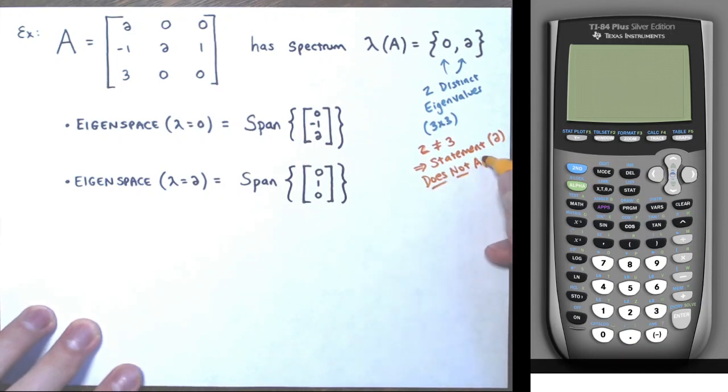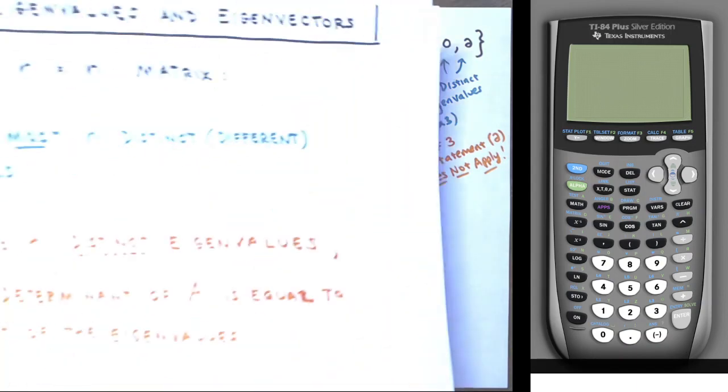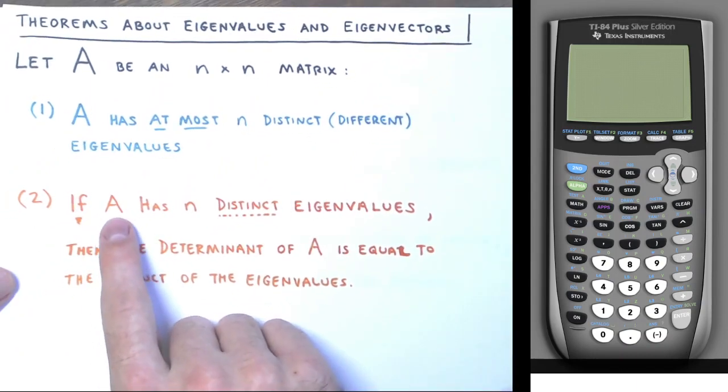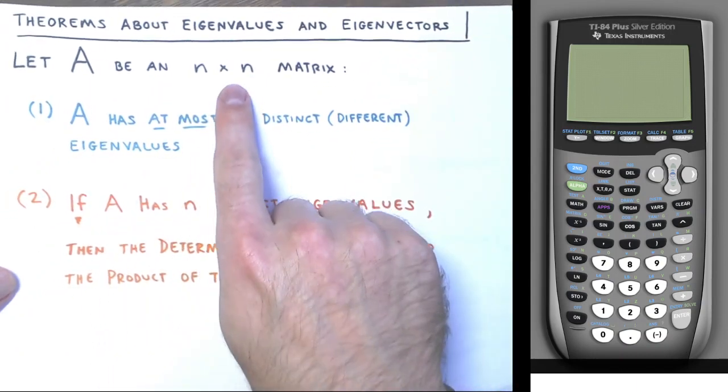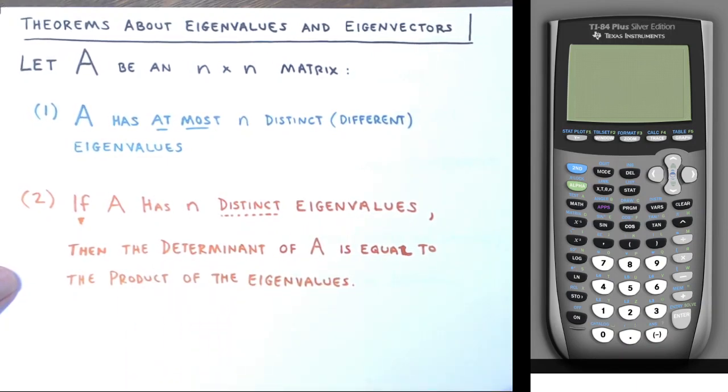Now that doesn't mean that the product of the eigenvalues isn't the determinant. It still could be. It's just not guaranteed. According to this statement, if the matrix has exactly n different eigenvalues, then you're guaranteed that the determinant of A is equal to the product of the eigenvalues.